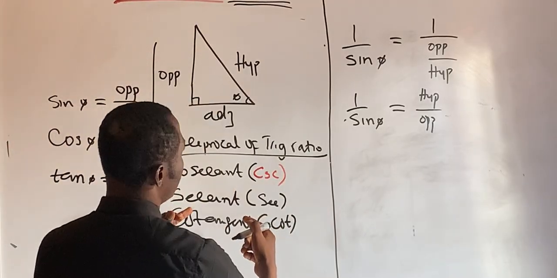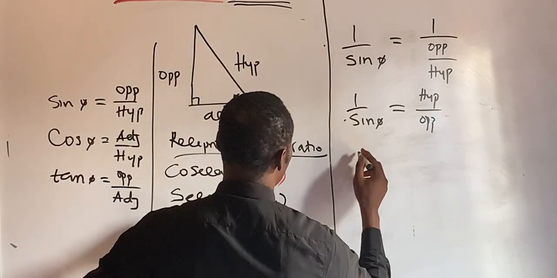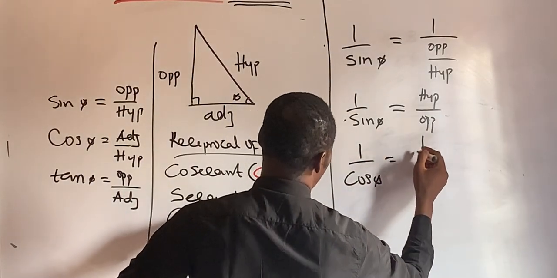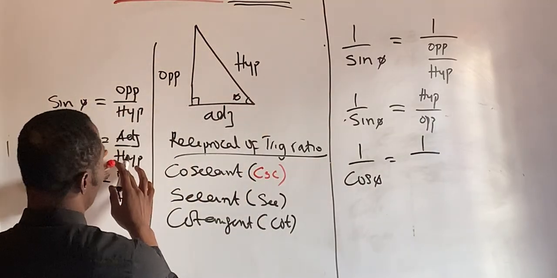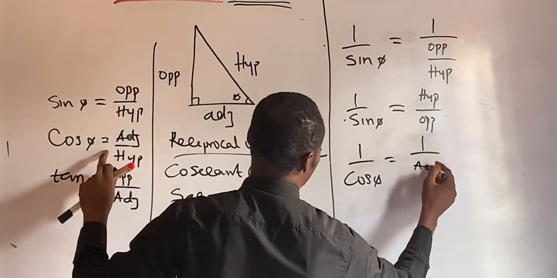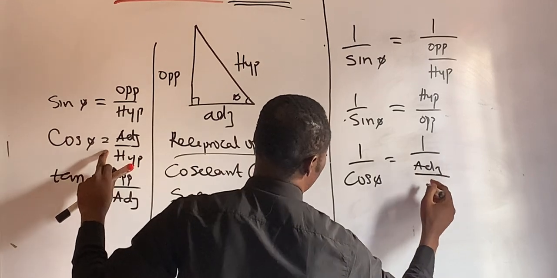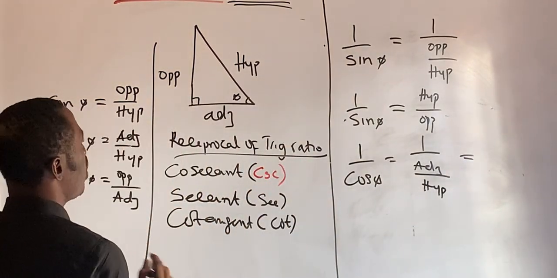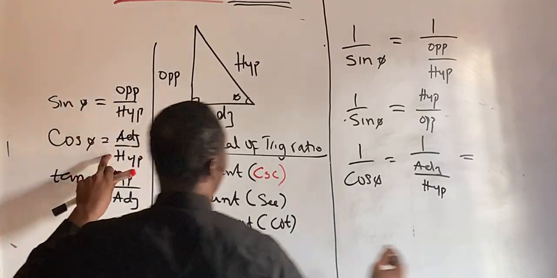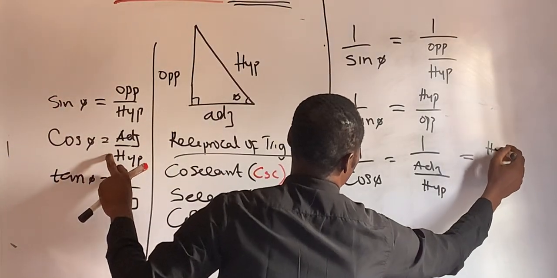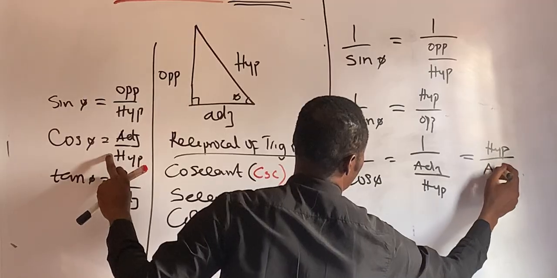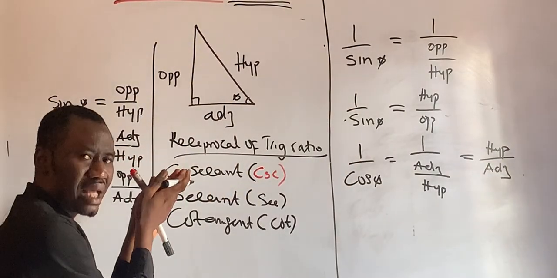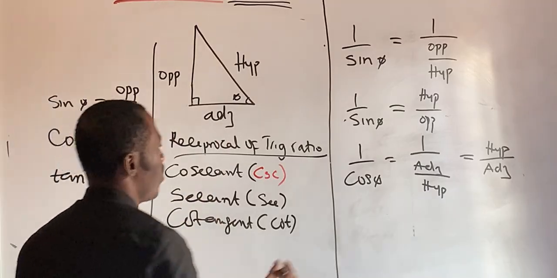For the cosine, we're going to be using 1 over cos theta, which is going to be 1 over, what is the cos theta there? Adjacent over the hypotenuse. Now, if you do that, what you're going to have is hypotenuse over adjacent. Just that the sides will flip. All right, now we go to the last one.